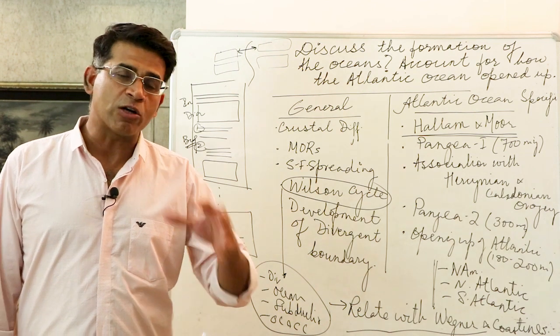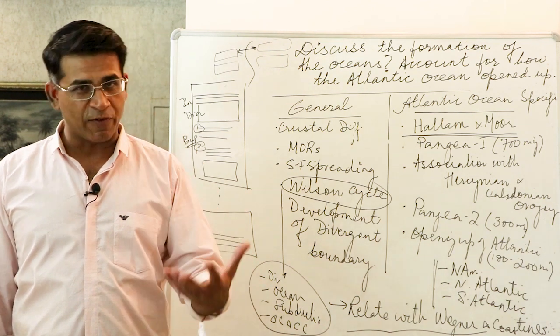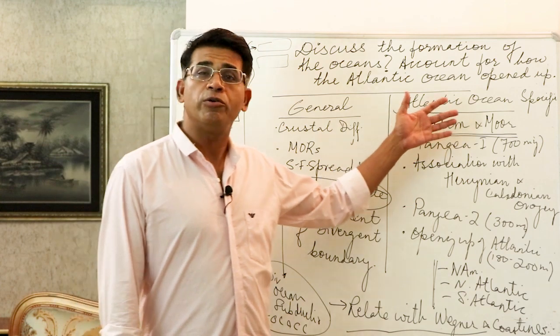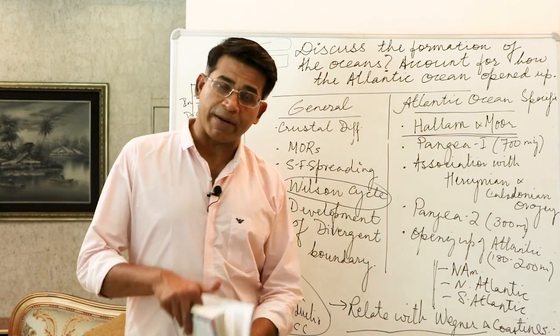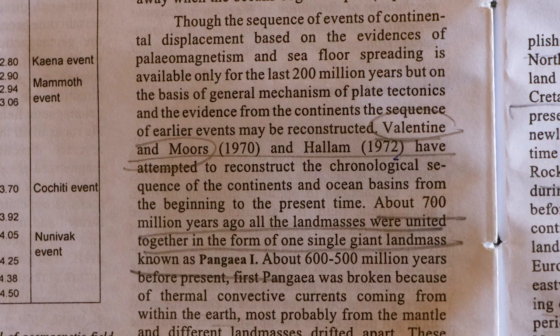So we have to study rocks of the continents also, and if we understand the mechanism, we're able to infer what could have happened. So it says Valentine and Moore and Hallam. So Hallam, Moore, you can add the name Valentine here. In the 1970s, they attempted to reconstruct the chronological sequence of the continents and ocean basins from the beginning to present time. About 700 million years ago, all land masses were united. This was the Pangaea 1.